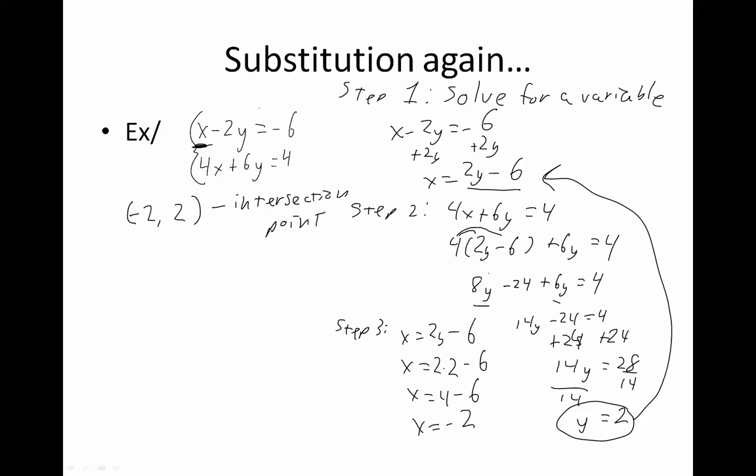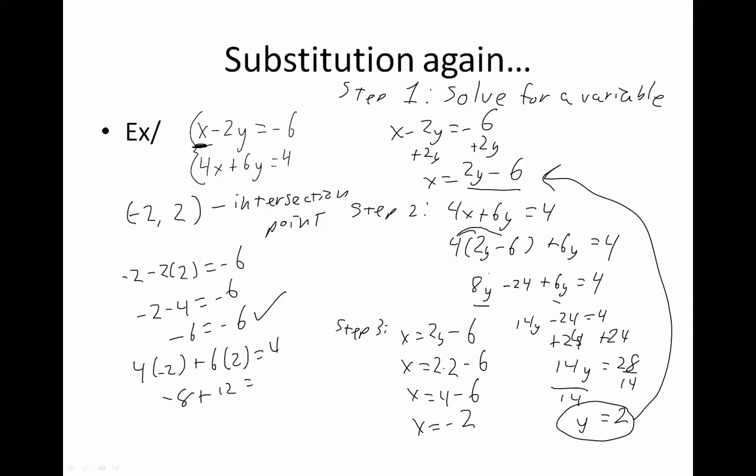And again, we can check it, right? That's negative 2 minus 2 times 2 equals negative 6. That's negative 2 minus 4 equals negative 6. So negative 6 equals negative 6. Checks out for the top one. 4 times negative 2 plus 6 times 2 equals 4. That's negative 8 plus 12 equals 4, which is 4 equals 4. Checks out for both of them. And therefore it is a solution.